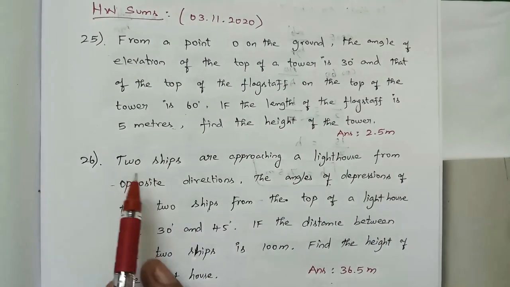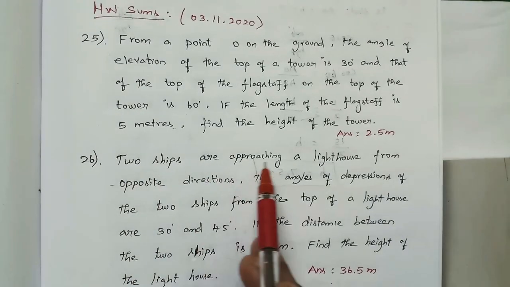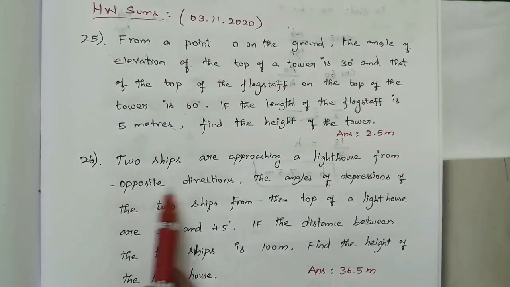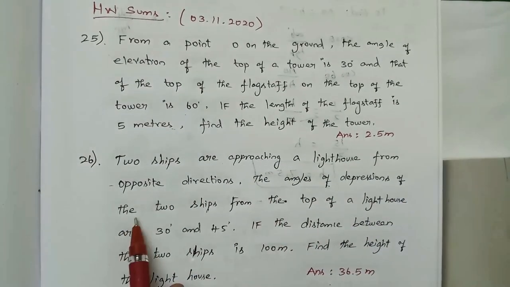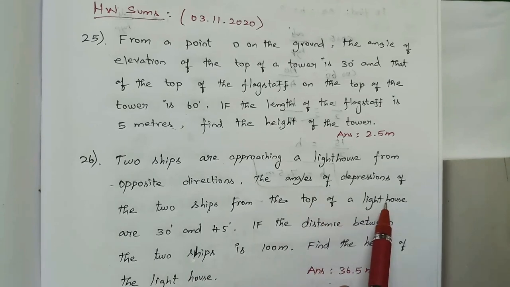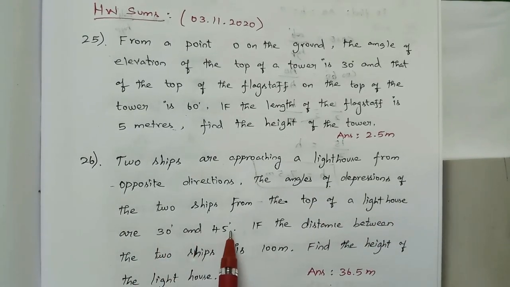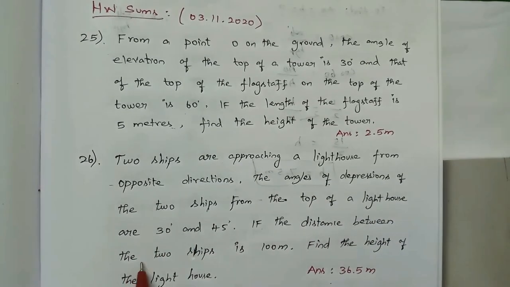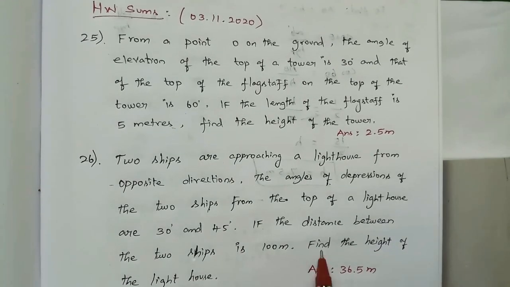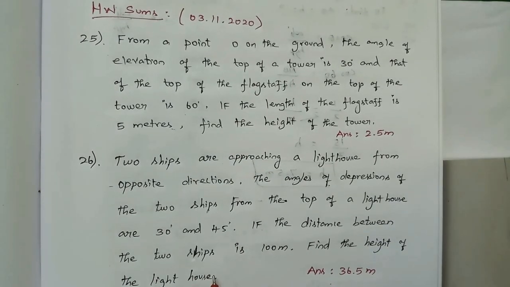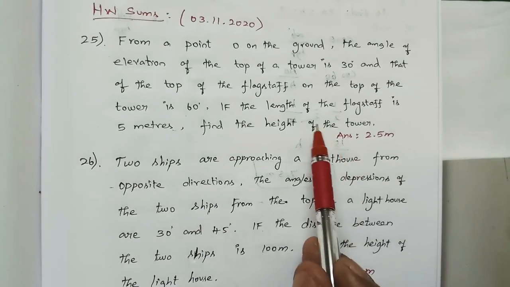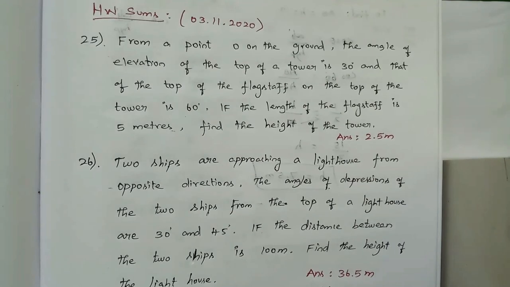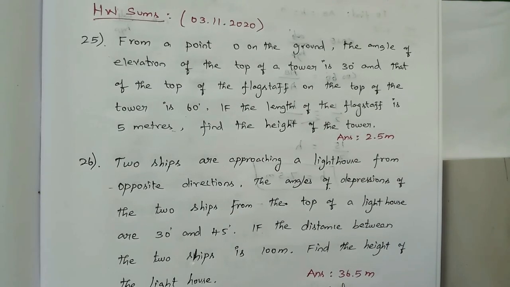Number 26. Two ships are approaching a lighthouse from opposite directions. The angles of depression of the two ships from the top of a lighthouse are 30 degree and 45 degree. If the distance between the two ships is 100 meter, find the height of the lighthouse. Same as sum number 24, right? The final answer for 25 is 2.5 meter, and for 26 the final answer is 36.5 meter, right? Thank you.